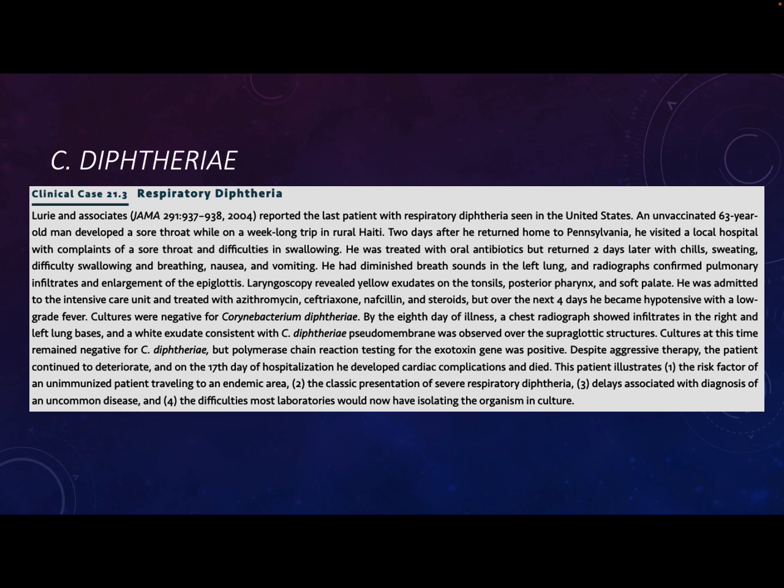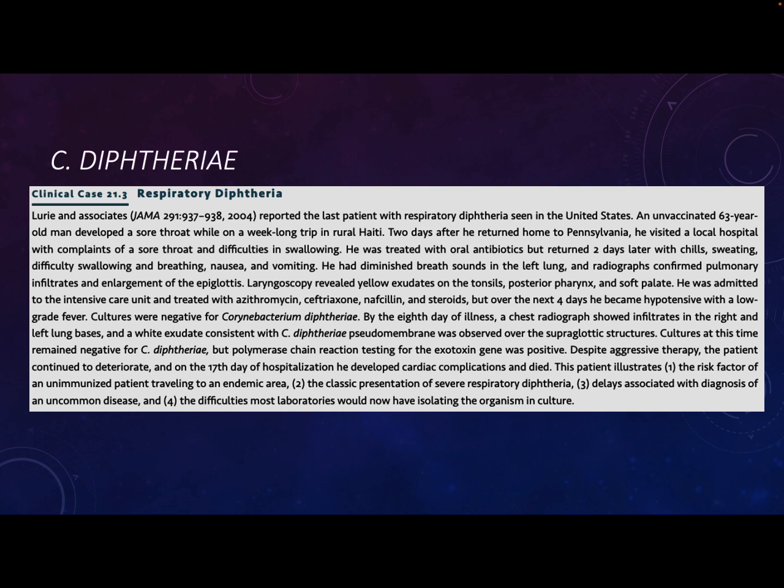Over the next 4 days, he became hypotensive, so super low blood pressure with a low-grade fever. Cultures were negative by the 8th day of illness. Chest x-ray showed infiltrates in the right and left lung, and a white exudate consistent with the Corynebacterium diphtheriae pseudomembrane was observed around the tongue, epiglottis, all in there. Cultures were still negative. PCR for the exotoxin gene was positive.